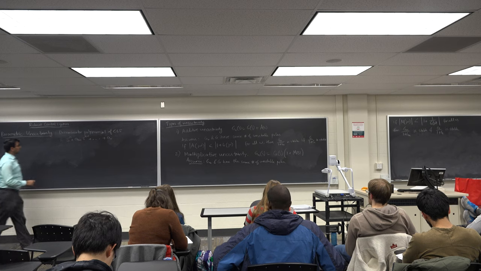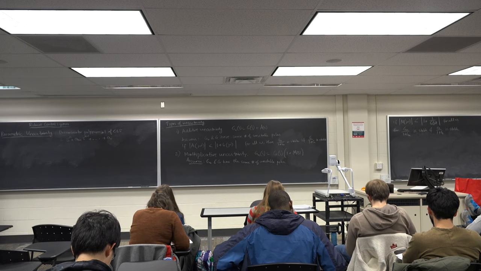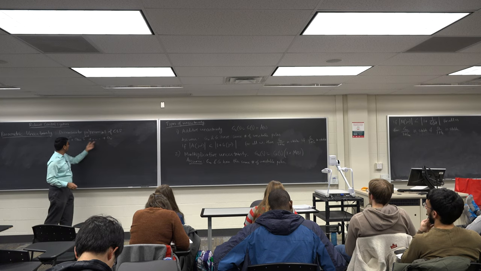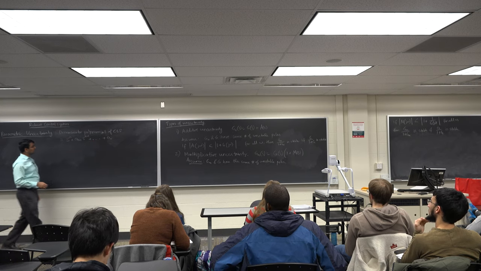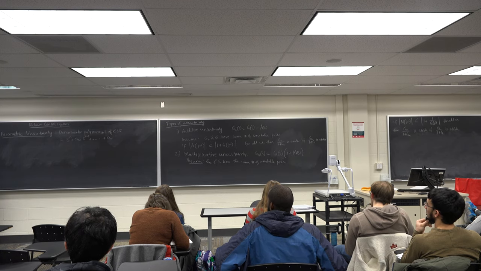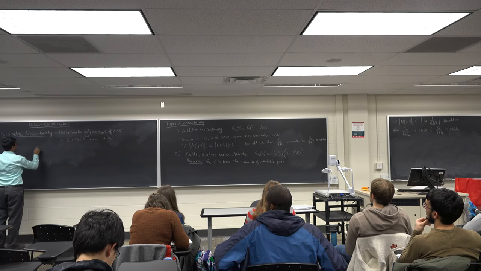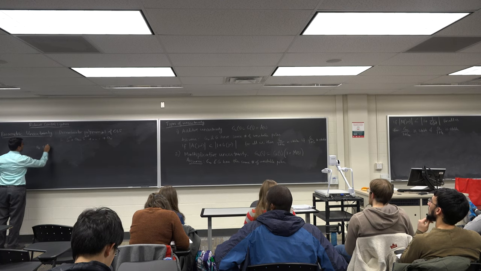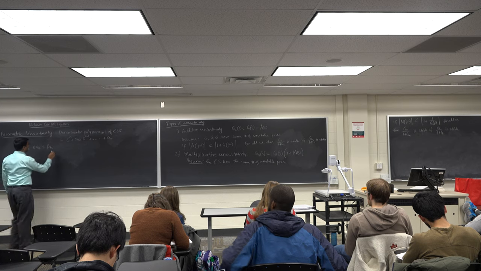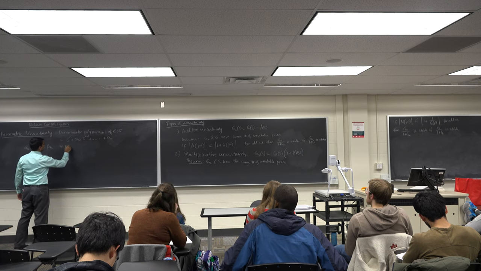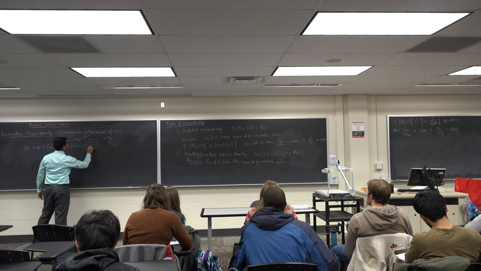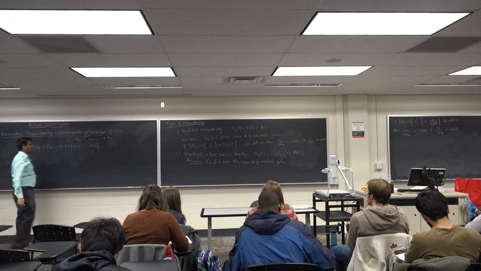So the parametric uncertainty says that I don't know these values exactly, these coefficients a0, a1, all the way up to a(n-1), but I know the range that they lie in. So I know that ak is upper bounded by beta k, lower bounded by alpha k, for all k in 0, 1, to n minus 1.